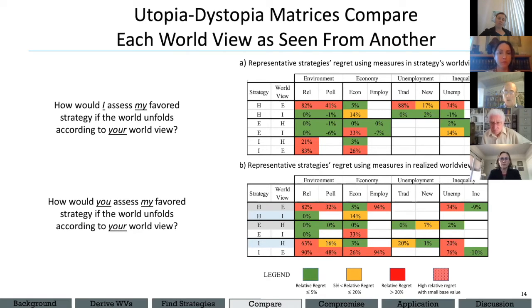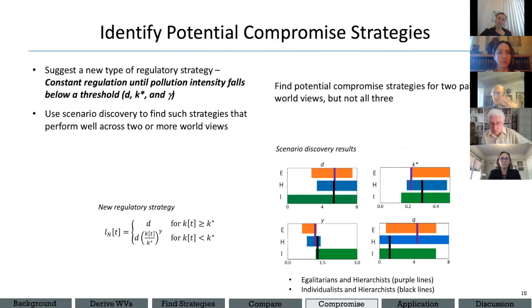So can we find compromise strategies? One would envision going through some sort of iterative learning engagement process, this deliberation with analysis process Gabrielle talked about, Pat talked about earlier today. And so our guess here was, well, maybe we should have a different sort of strategy, one that has a constant regulation level until the pollution intensity falls below some threshold. In other words, you can demonstrate this technocratic success, and then you go down. And the notion, our guess here, which again, we didn't have a real stakeholder process, so we can't test it, was that the egalitarians might put up with this sort of strategy.